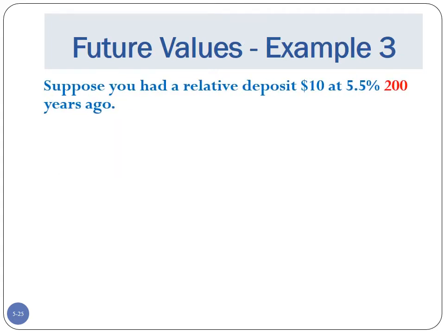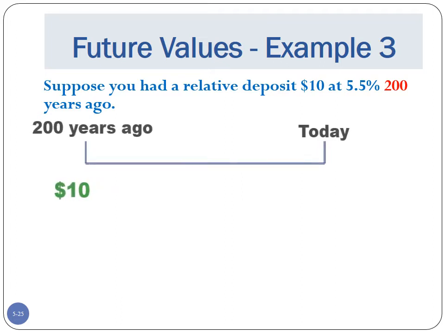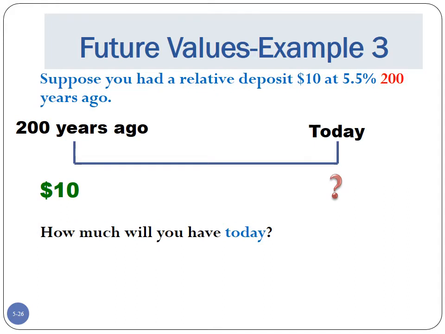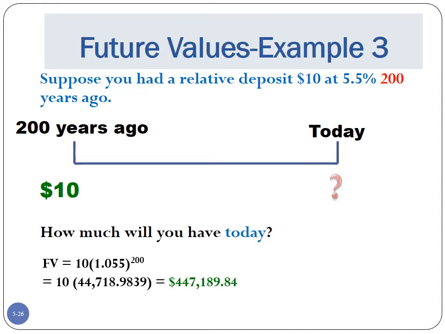So suppose you had a relative deposit $10 at 5.5% 200 years ago. If we look at this on the timeline, how much will you have today? If you look at our future value equation, you would have $447,189.84 today. And this is all due to 5.5% compounding.